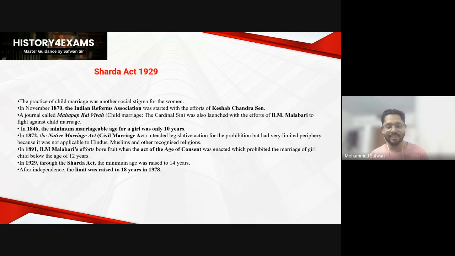Let me explain. Sharada basically is not a woman, it's a man. Sharada Act of 1929. Before discussing the Sharada Act, first of all, let's discuss the issue of child marriage in India. Child marriage means getting married before the age of 18. In modern times, the marriage age for girls is fixed at 18.